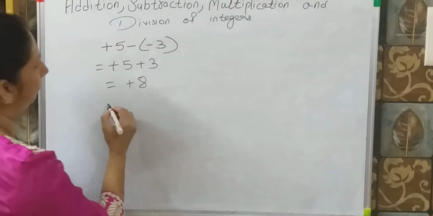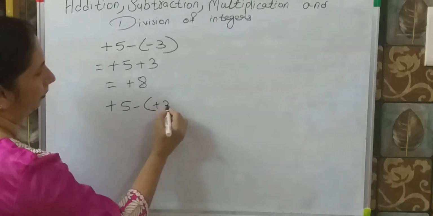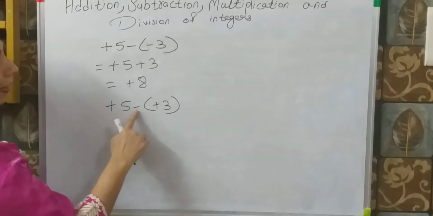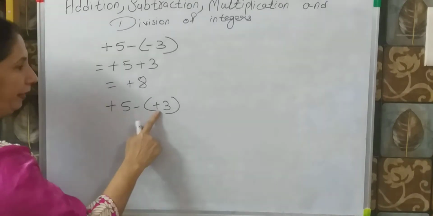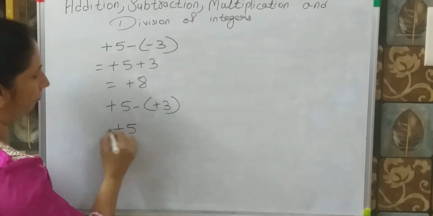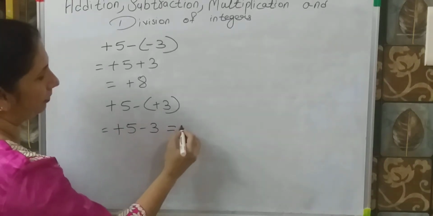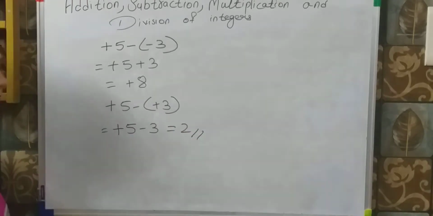Suppose we have plus 5 minus plus 3. Now here negative and positive will convert into a negative sign. So plus 5 minus 3. 5 minus 3 is 2. We got the answer 2.